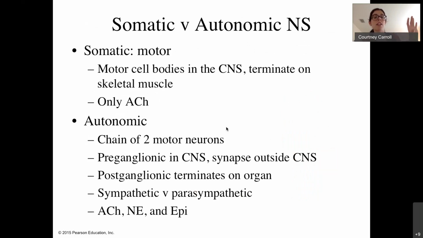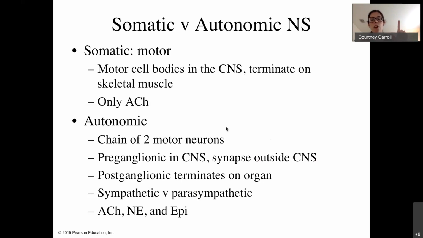So your somatic system, again, is the voluntary motor system. The cell bodies here are in the central nervous system, and their target is a skeletal muscle. And this is what we talked about when we talked about how muscles contract. We talked about motor neurons releasing acetylcholine, causing that contraction. That is our somatic nervous system. One motor neuron terminating on a skeletal muscle using acetylcholine as its neurotransmitter. The autonomic nervous system is a little bit more complicated. So in our autonomic nervous system, we're going to use a chain of two motor neurons.